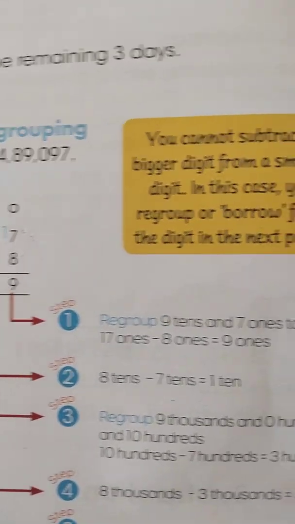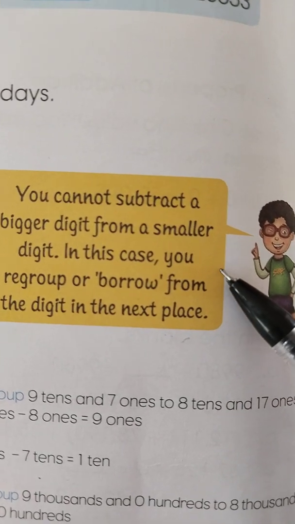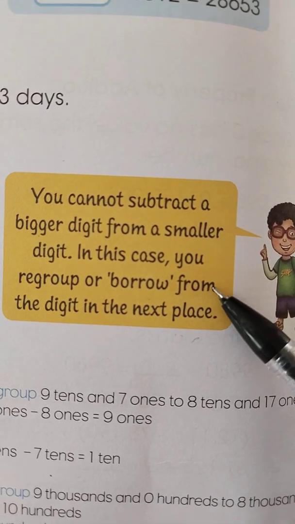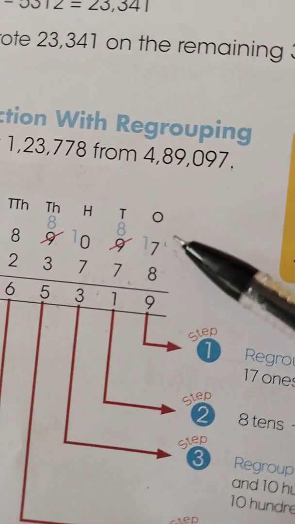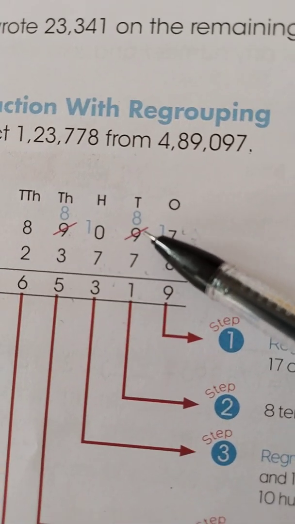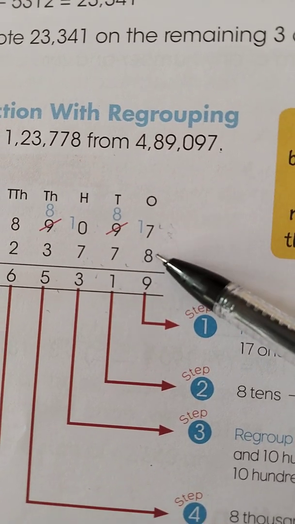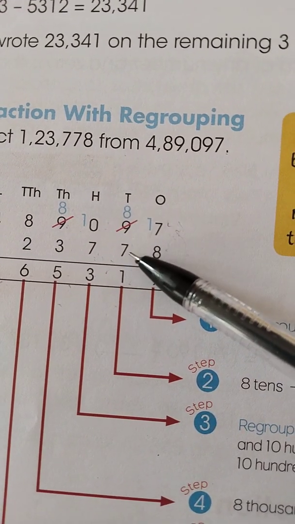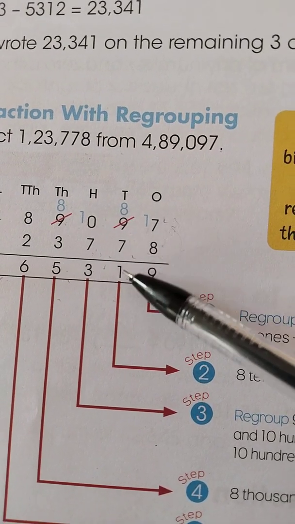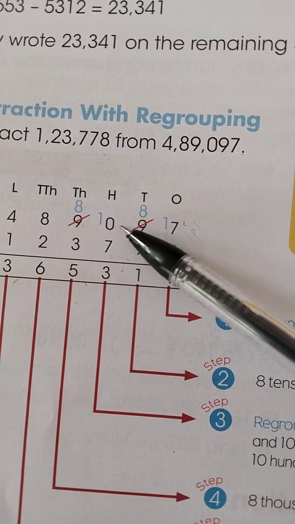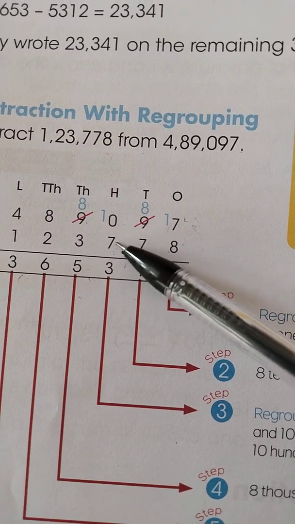Now, children, when you start subtraction, you can see here you need to subtract 8 from this 7. But we cannot subtract a bigger digit from a smaller digit. In this case, we need to regroup, or we need to borrow from the digit in the next place. So, children, here this 7 will borrow from this 9. 9 becomes 8, 7 becomes 17. 17 minus 8 is 9. 8 minus 7 is possible because 8 is bigger than 7. 8 minus 7 is 1.